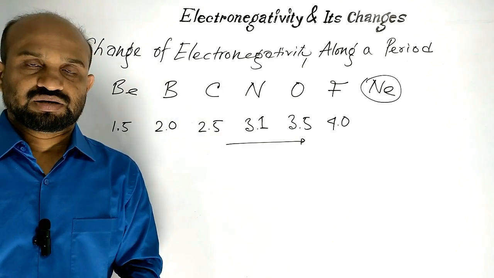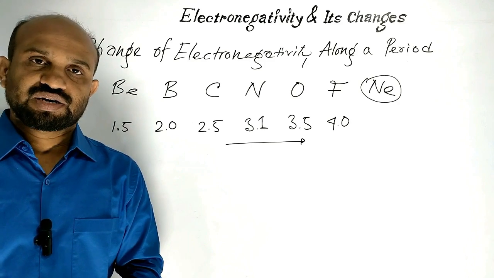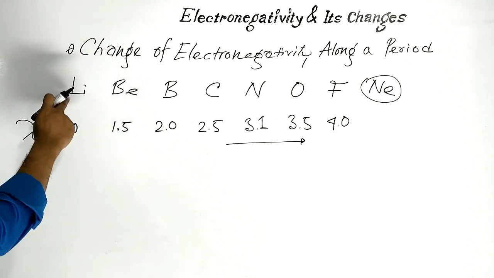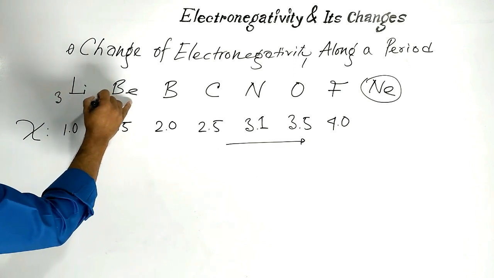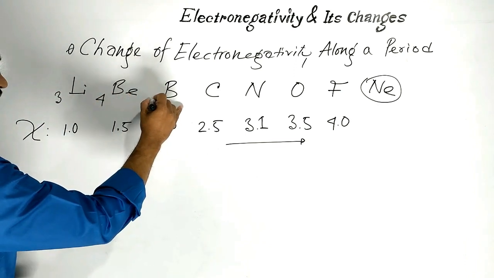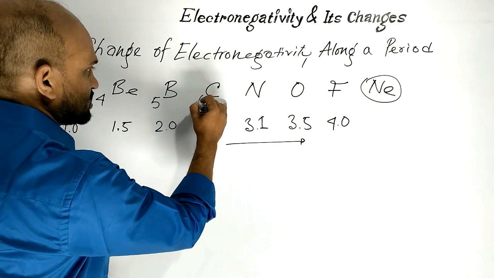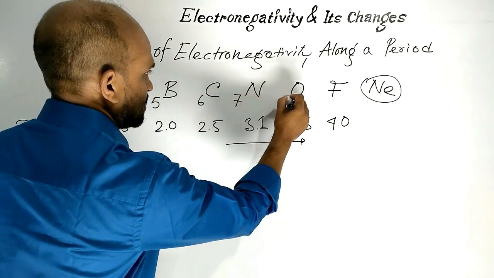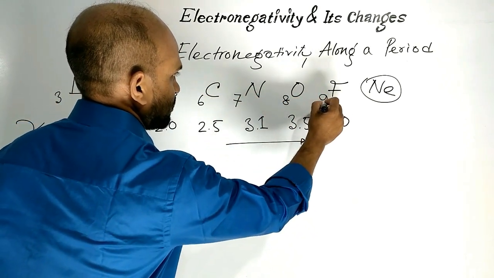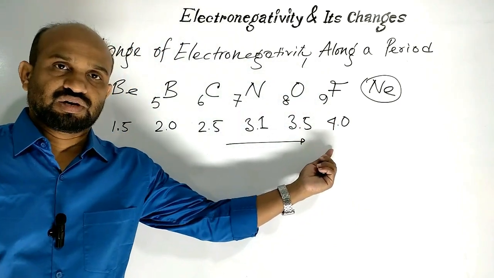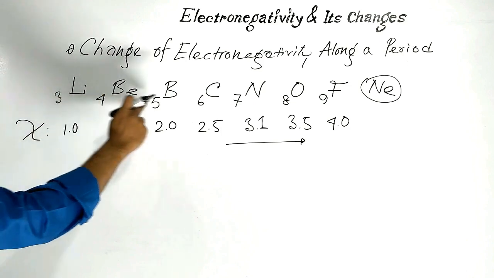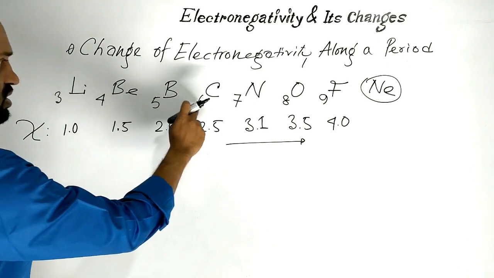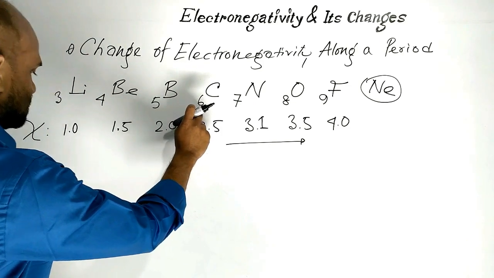What is the reason behind this? Let's try to find out. Here, the atomic number of lithium is 3. This is 4, 5 for boron, 6, 7, 8, 9 for fluorine. That is, from left to right along a period, atomic number increases.